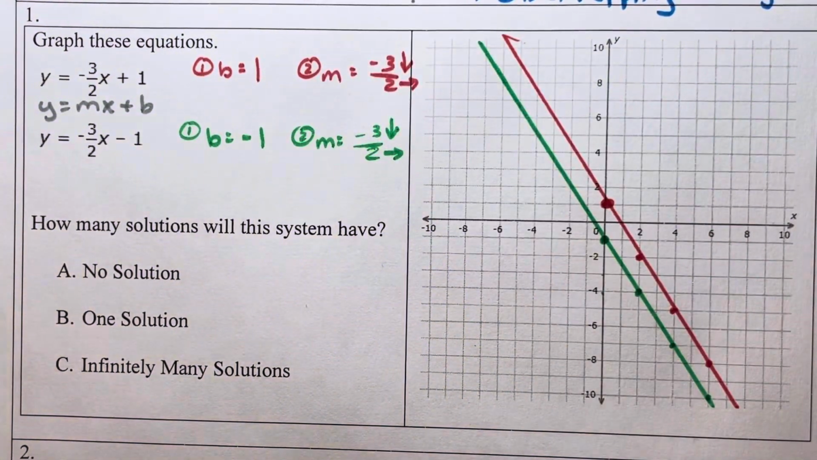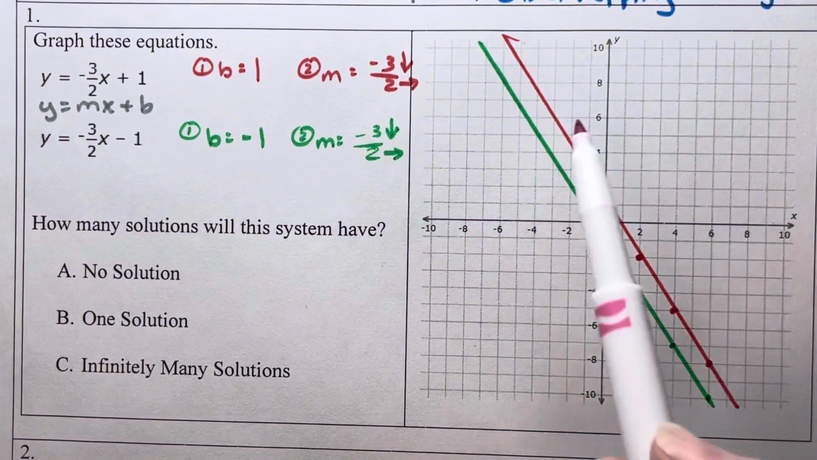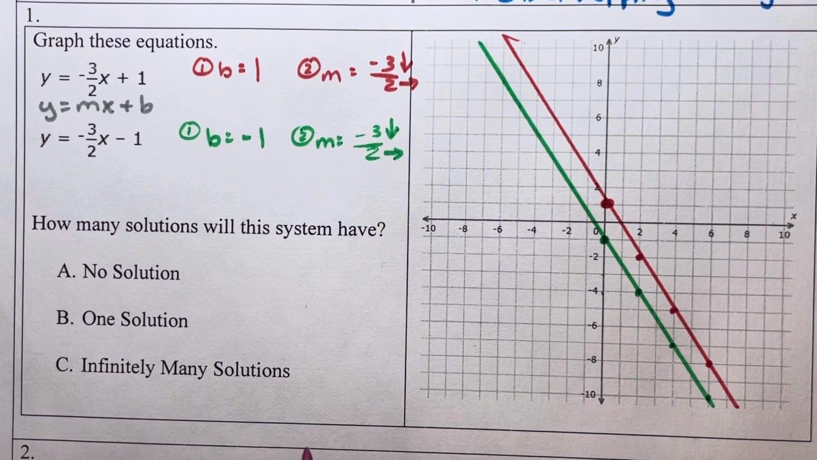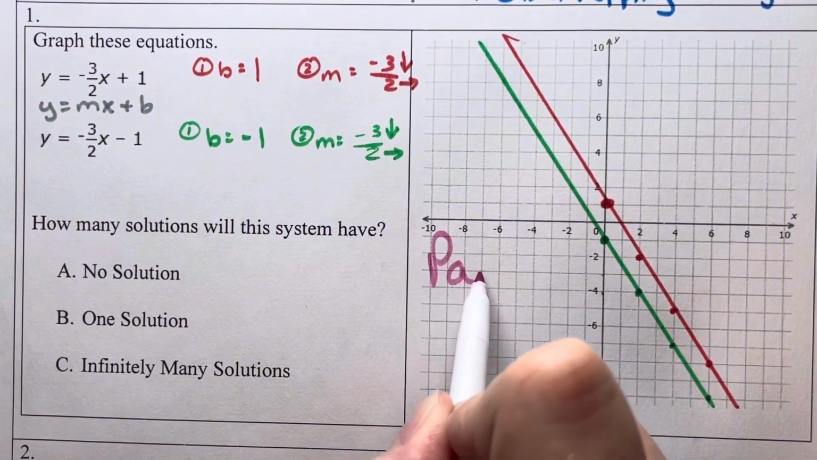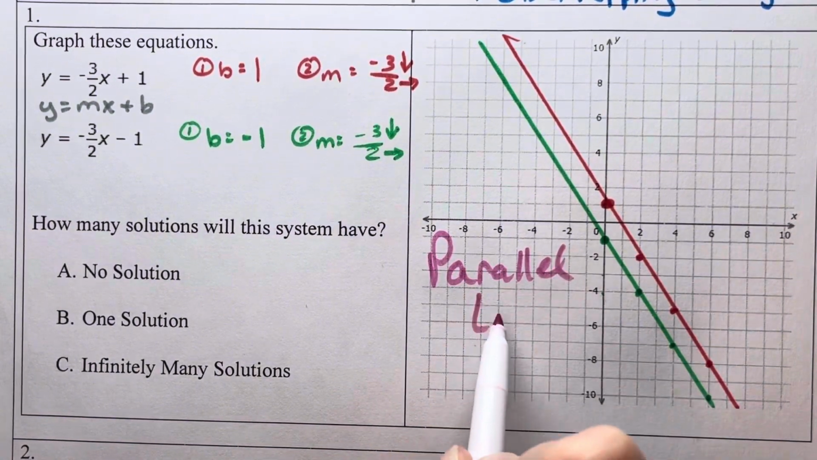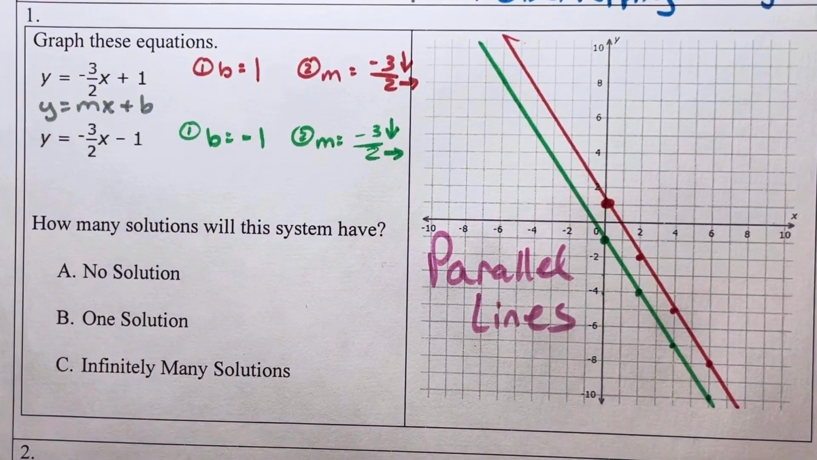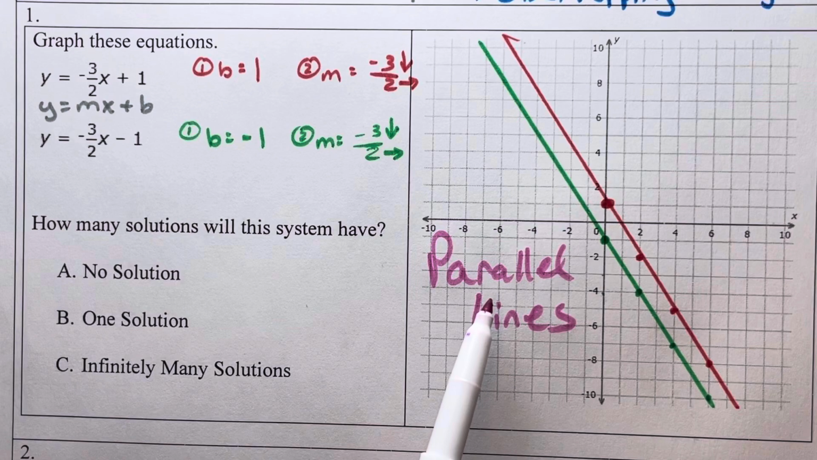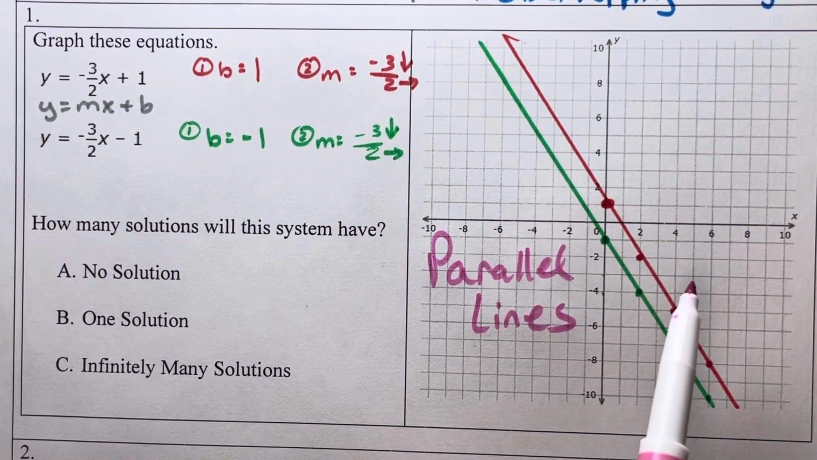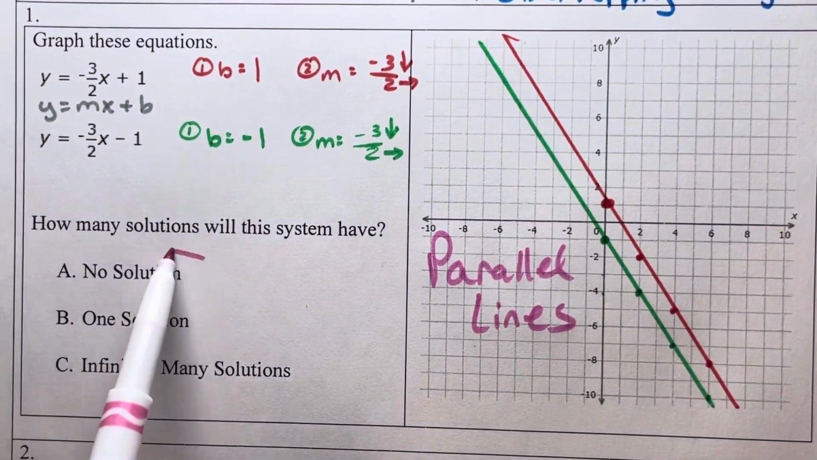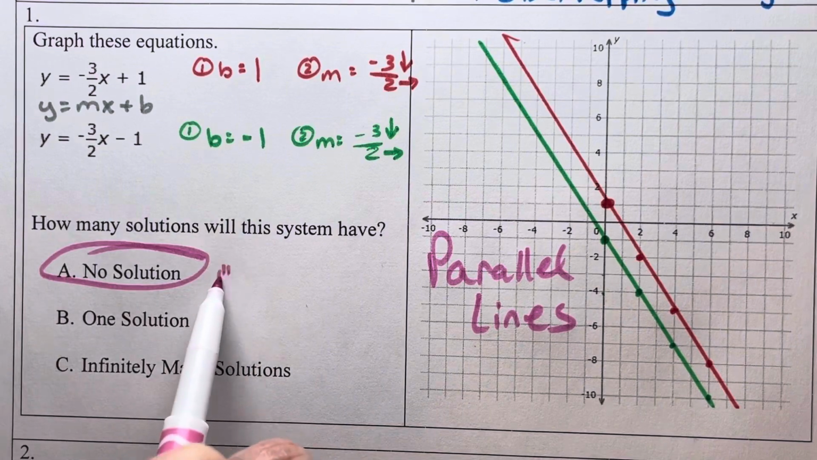Okay, so now that we have plotted enough points to draw both of our lines, what do we see? Well, these are very clearly parallel lines. And we saw in the introduction that when lines are parallel, they do not intersect anywhere and thus have no solution. And there you go.